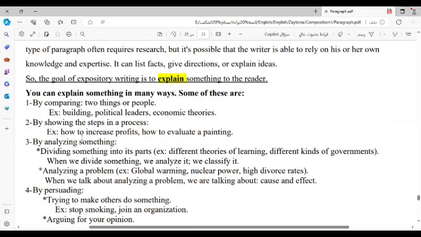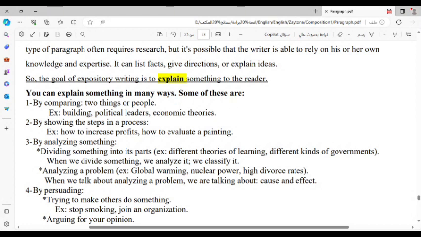Okay. So the goal of expository writing is to explain, just to explain something to the reader, or just to show the instruction or some ideas to the reader, just to explain something. We will have some examples below. You will see how an expository paragraph is like. You can explain something in many ways.